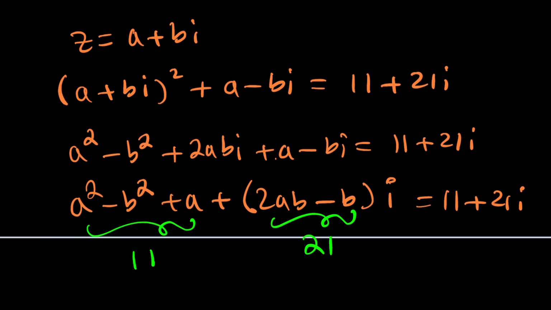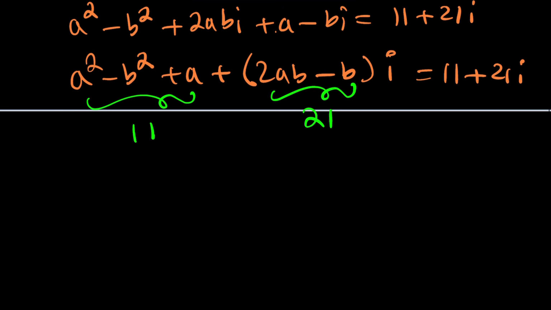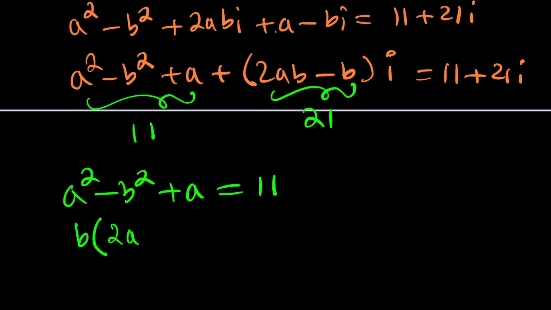See how easy that is? Well, maybe not. Who knows? Now here's what we're going to do. We're going to get a system from here. a squared minus b squared plus a is equal to 11, and then 2ab minus b is equal to 21. Now let's factor out a b here and write this as b times 2a minus 1 equals 21.